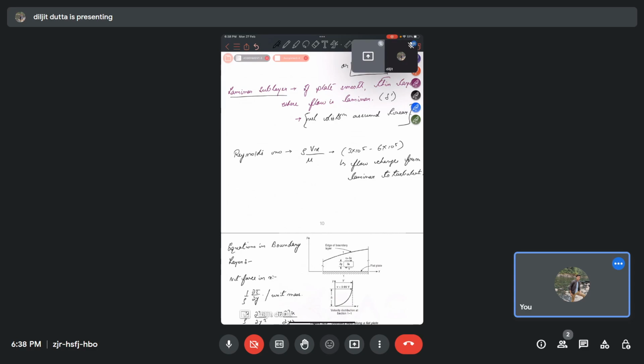This is based on the Reynolds number, where the Reynolds number is given as rho v x by mu, where v is the free stream velocity, rho is the density of the flow, x is the distance from the leading edge, and mu is the viscosity of the fluid. If it is less than 6 into 10 to the power 5, then the flow is laminar or in the transition region. If it is greater than 6 into 10 to the power 5, we call the boundary layer turbulent.